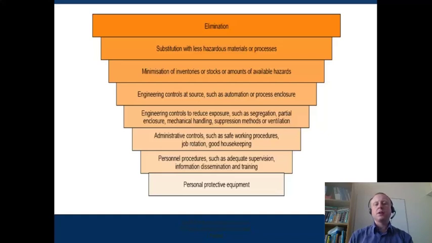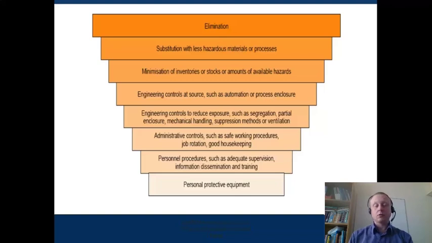Other options would be to use simple things such as a push stick in order to move your wood through your circular saw. Then administrative controls such as safe working procedures, job rotation, and good housekeeping. And bear in mind these require some discipline to adhere to, so you can see why they're a bit further down this hierarchy of control.